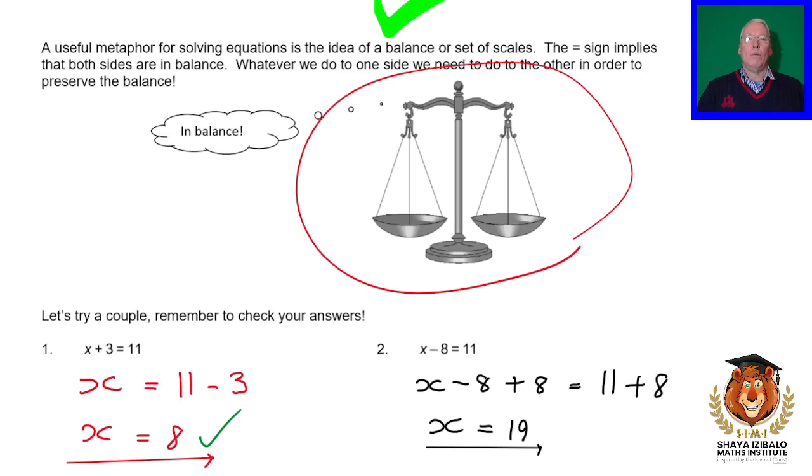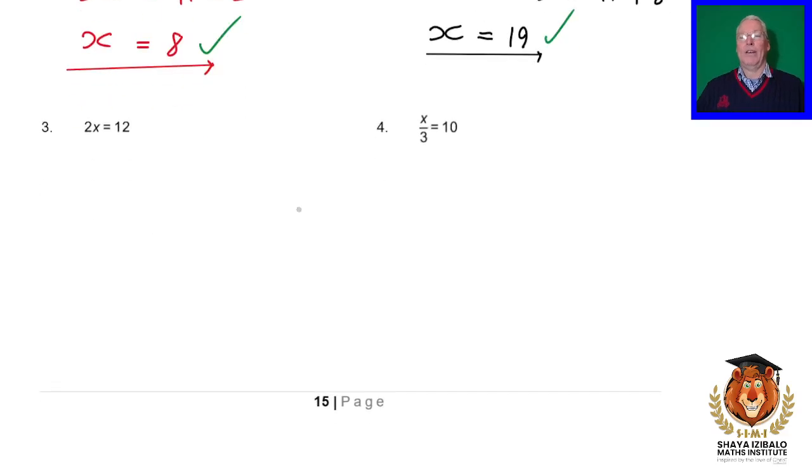All right, if x is 19, 19 minus 8, 11 equals 11. Yeah, that's right. Okay, let's do another one.